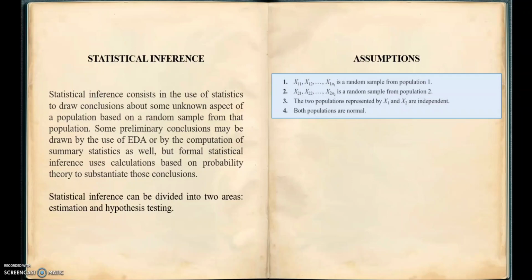And next we have the assumptions. First, x sub 11, x sub 12, up to x sub 1 n sub 1 is a random sample from population 1. Next, x sub 21, x sub 22, up to x sub 2 n sub 2 is a random sample from population 2. Next, the two populations represented by x sub 1 and x sub 2 are independent. Lastly, both populations are normal.